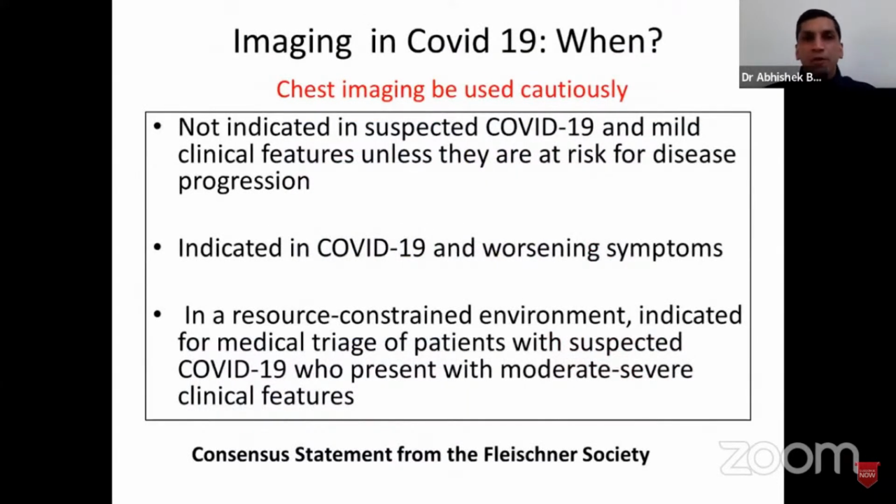So I've talked about when imaging should be done in COVID-19. We have learned that chest imaging should be used cautiously. It is not indicated in suspected COVID-19 with mild clinical features unless patients are at risk for disease progression. It is indicated in COVID-19 patients with worsening symptoms, and in a resource-constrained environment, maybe like India, it is indicated for medical triage of patients with suspected COVID-19 who present with moderate to severe clinical features.